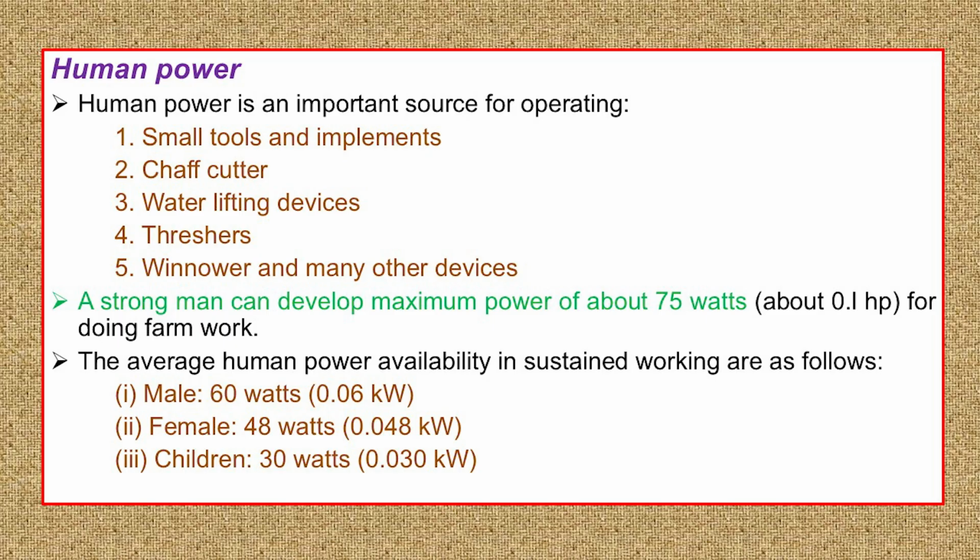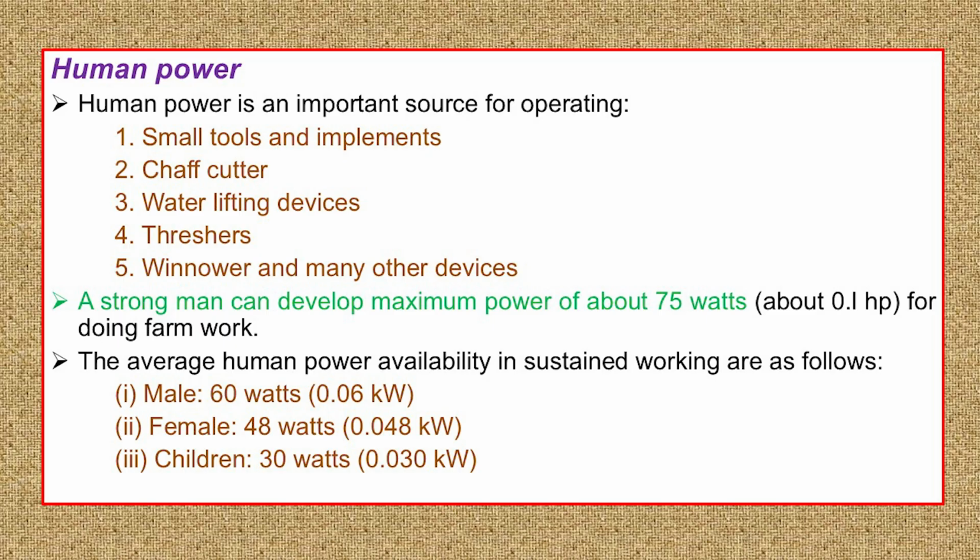So water lifting devices will require human power either to push them or to rotate them. That kind of effort they do require in order to lift the water. Threshers are also there, where a human needs to rotate the threshing drum, and that's how it will detach the crop which comes in contact with the rotating drum. Winnowers are also there, man-operated, hand-driven winnowers, used to remove the fine dust from the crops.